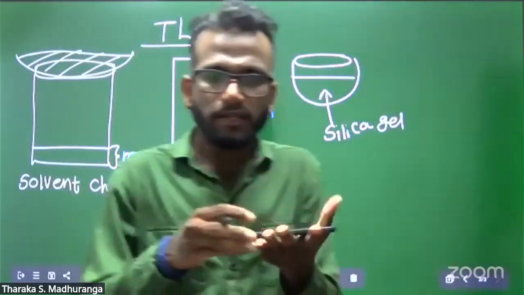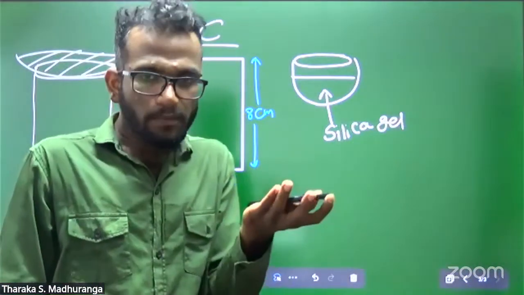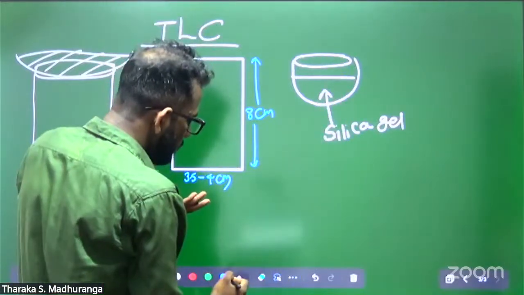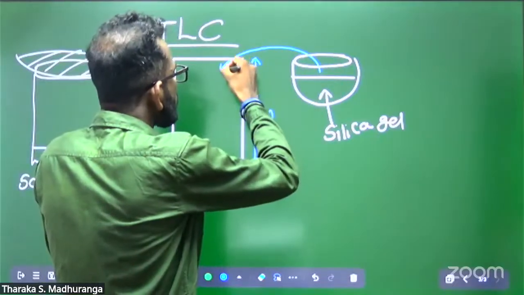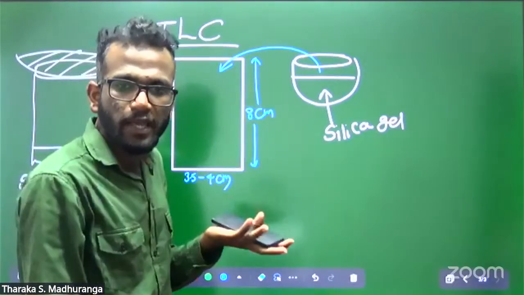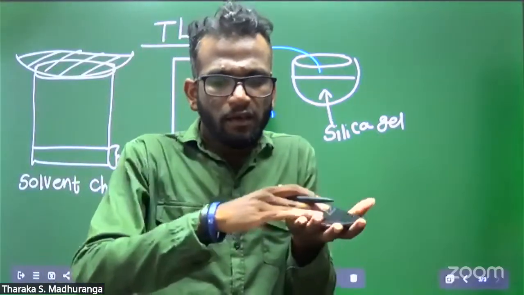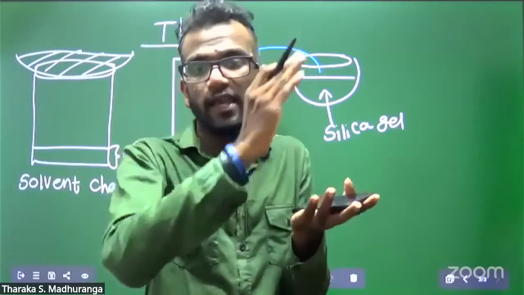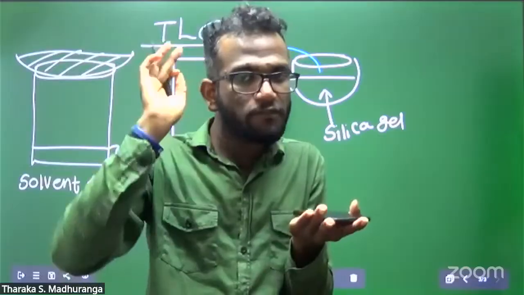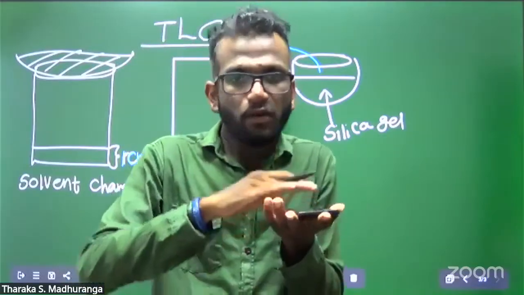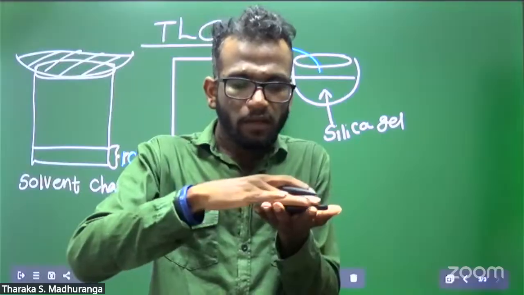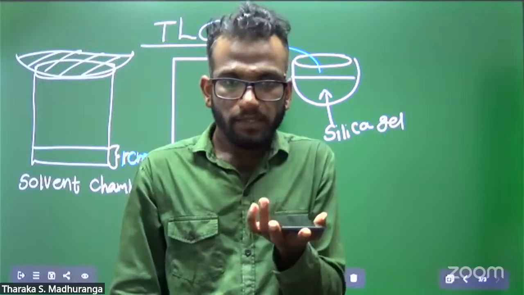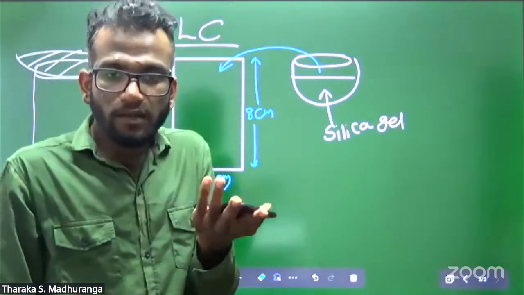Then you take the glass plate, add some amount of silica gel on this glass plate and prepare a very thin silica gel layer on it. That's why we call it thin layer. It must be a very thin silica gel layer on this glass plate.